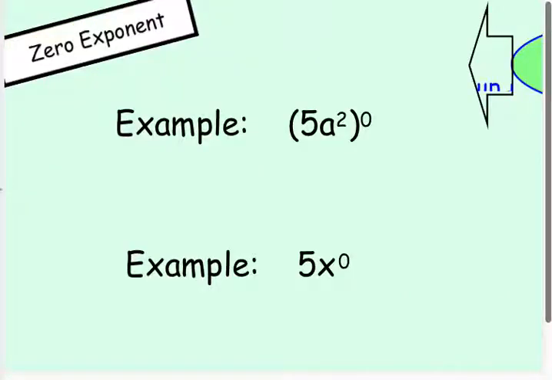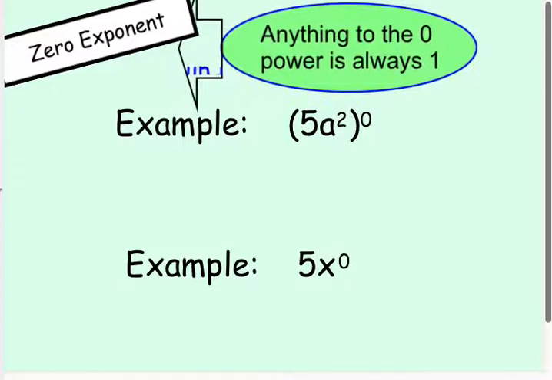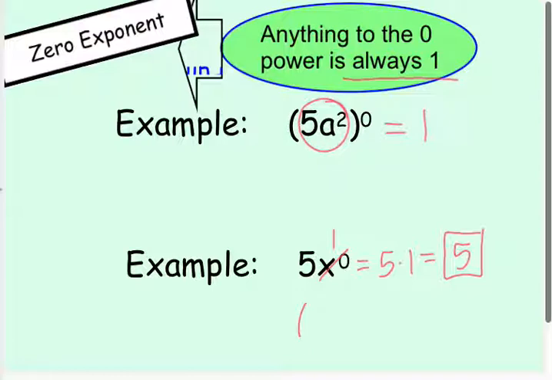The last rule that we need to talk about is the zero exponent. Whenever there is a zero exponent, anything to the 0 power is always 1. Notice all of this is being taken to the 0 power, so it is 1. Now if I look at my second example, not everything is being taken to the 0 power, only x to the 0 power. So that is 1, and I have 5 times 1, which is 5. One thing to notice, if I had 5x in parentheses to the 0, then all of this would be 1. So that's the difference there.